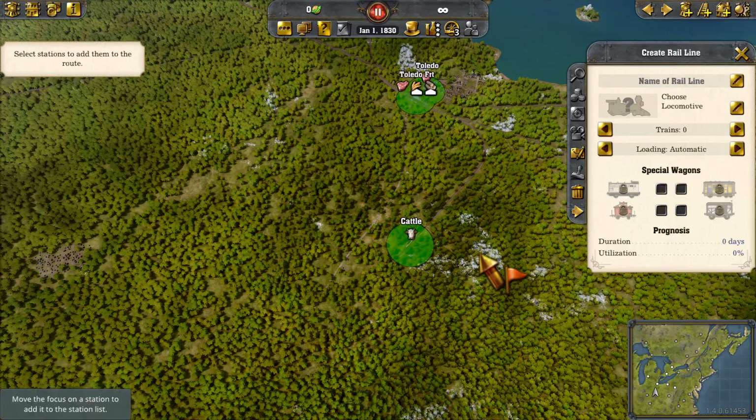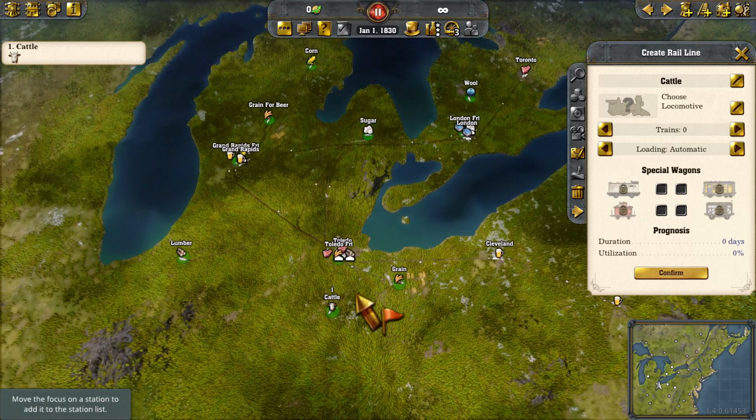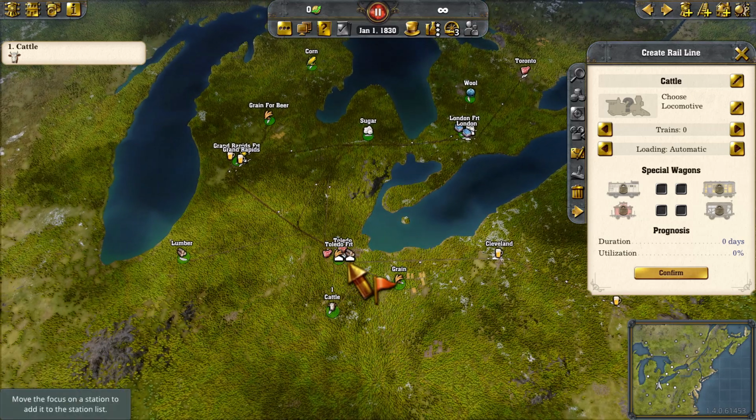Same thing here with the cattle. The way to think about cattle, we do want cattle coming into the meat. We do want grain coming directly into the beer.